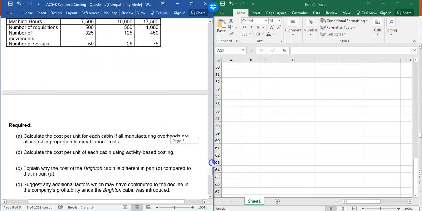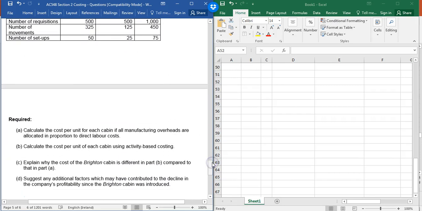In this case, you're asked to do 4 requirements. First 2 are to calculate the cost per unit for both cabins. So you have 2 cabins in this company using the traditional method where direct labour cost is the main driver. In OLATA we had direct labour hours, but now direct labour cost is the main driver. And then we're asked to use activity-based costing for part B. And similar to OLATA then, we have to discuss and comment on the differences. So why is the Brighton cabin different in part B than it is in part A? So that's really about interpretation.